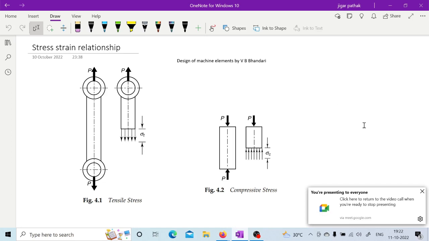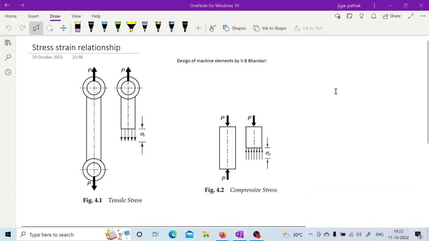Sir, can anyone define stress? Resistance... the force per unit area. So basically, yeah, thank you.